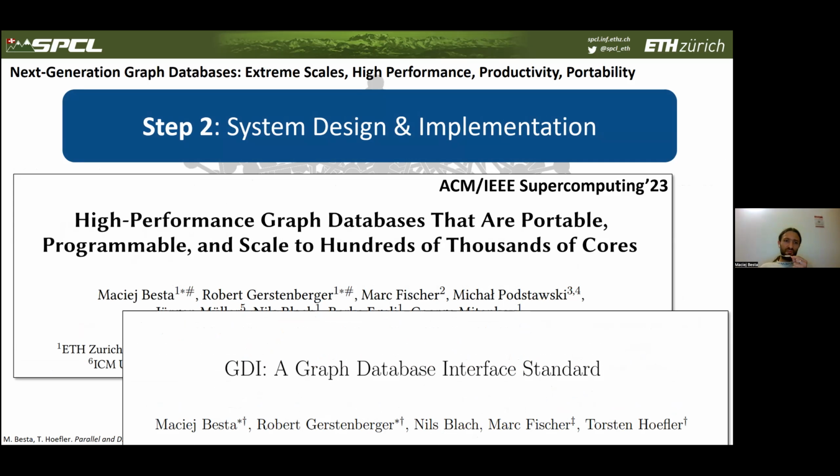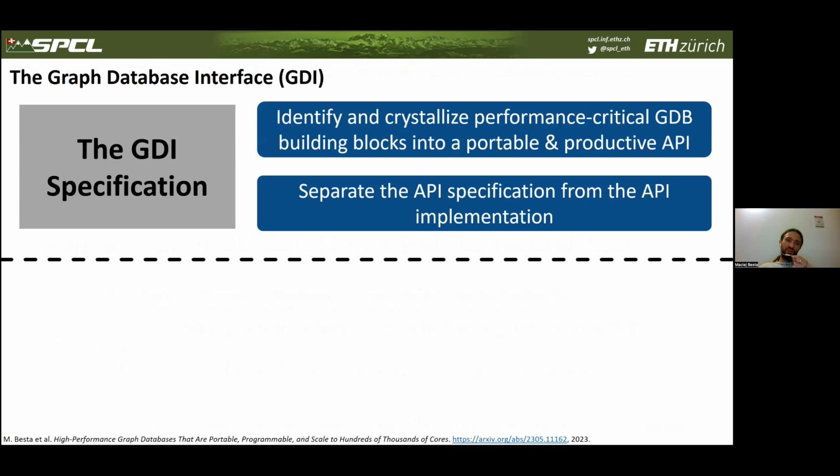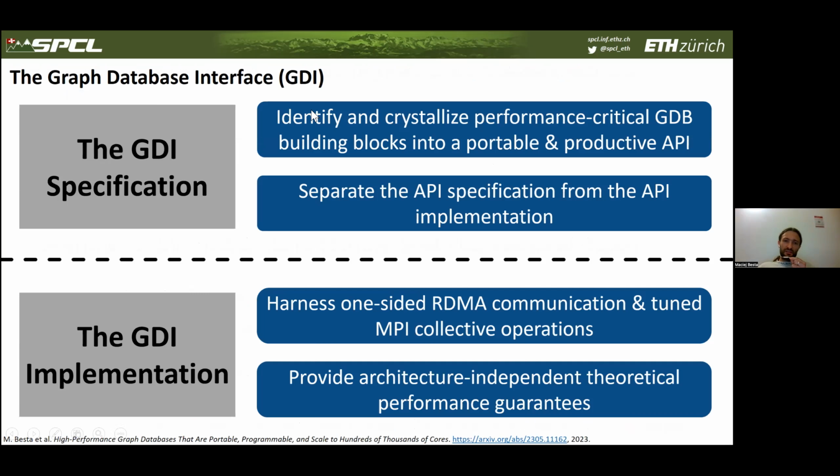And for this, we developed something that we call GDI, which stands for Graph Database Interface Standard, which is really a way to identify and implement in a high-performance way building blocks for different graph databases running on distributed memory machines. GDI, in short, consists of two parts: the GDI specification and the GDI implementation. The GDI specification is a long specification which is the final result of the process in which we identified and crystallized performance-critical building blocks of the design of graph databases into a portable and productive API. That's basically the API for the data access and transactional layers.